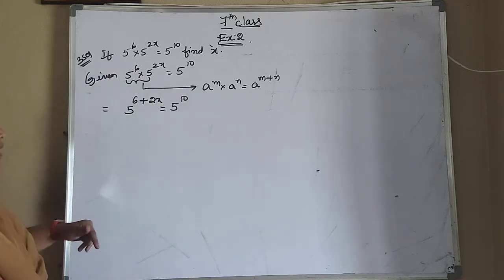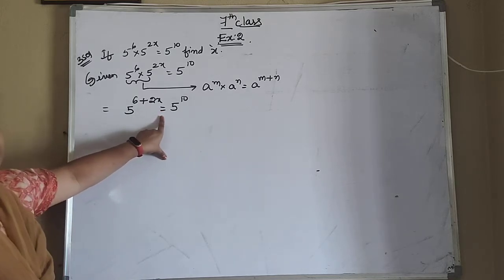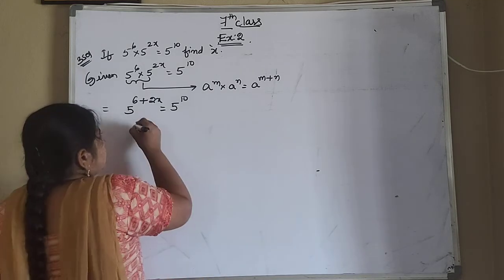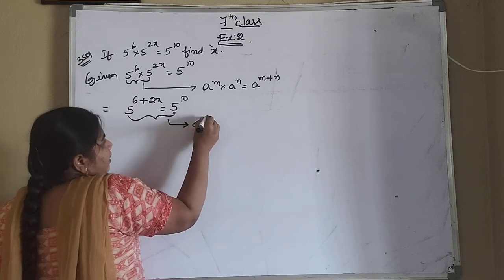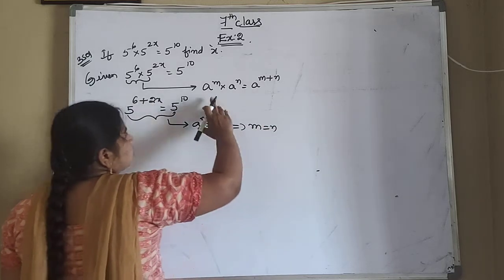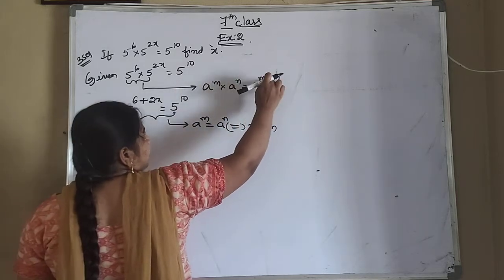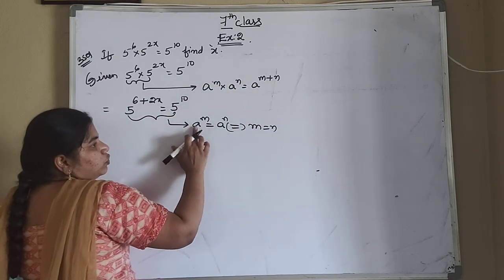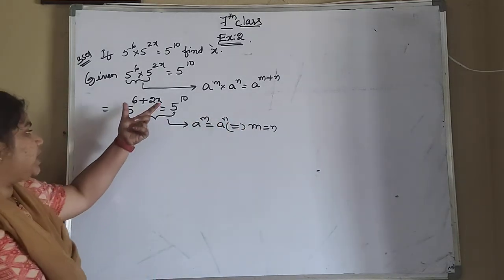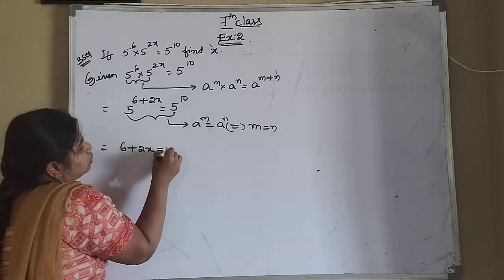Again here both bases are equal. In the middle you have an equal to sign. So which formula do we have to apply? The last formula, that is, we have to equate the powers. So what is the formula? a power m is equals to a power n gives rise to m is equals to n. In between these two bases you have a multiplication sign, so we added the powers. In between these two bases you have an equal to sign, so we are equating the powers here. So in this case we have to equate these two powers. So that is 6 plus 2x is equals to 10.